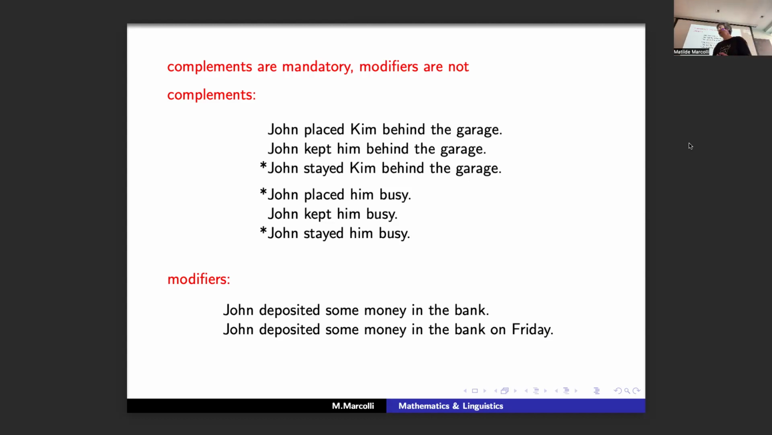So in a sense, you can think of it as the lexical items that you're using carrying with them certain information about things that they necessarily have to combine with. And modifiers, on the other hand, are things that are completely optional. They're not built into the structure, right? You can add some modifier or not to the sentence, and it doesn't affect the structure of the sentence.